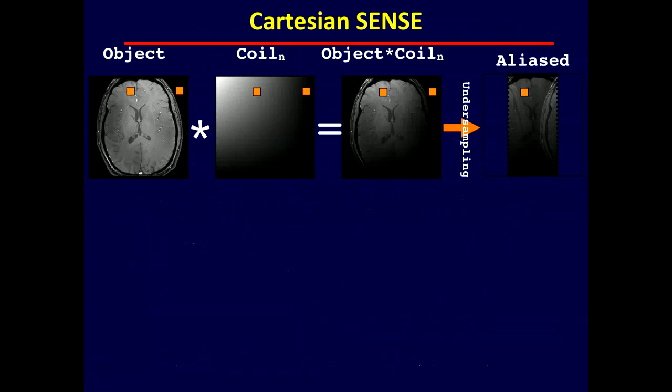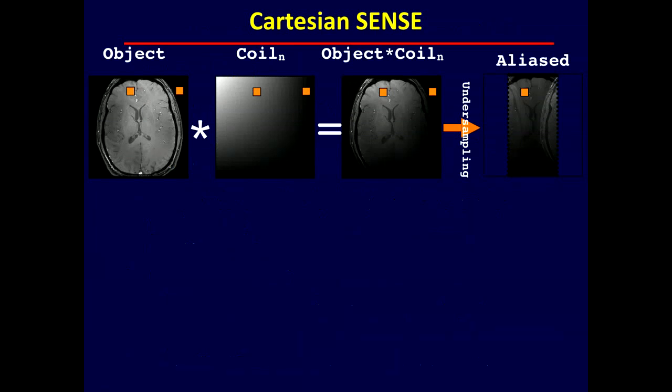So what's happening in Cartesian? Again, the same example, let's say you have two rate acceleration. You undersample the k-space by two in the left and right direction. And this is your coil sensitivity, coil number one. Because you're undersampling, you have aliasing in that direction.